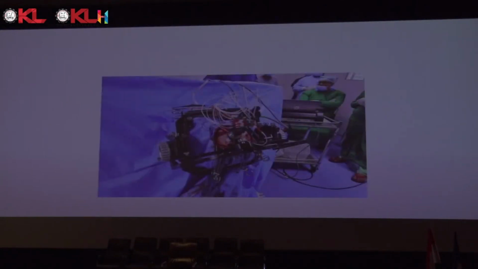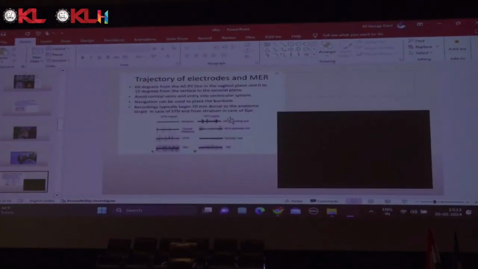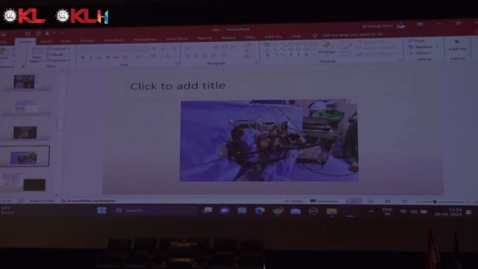Once the frame is on, we make two small holes. They are 14 mm burr holes. We make a hole and put in the electrodes. These are microelectrodes, MER electrodes. They have two functions: one is the recording function of the neurons, and the other is the stimulation function.